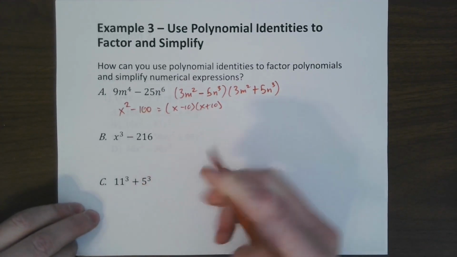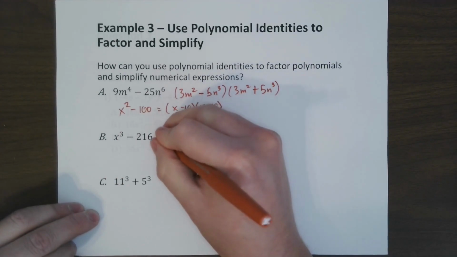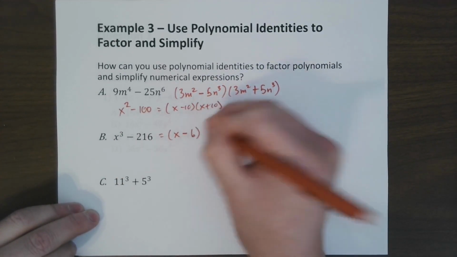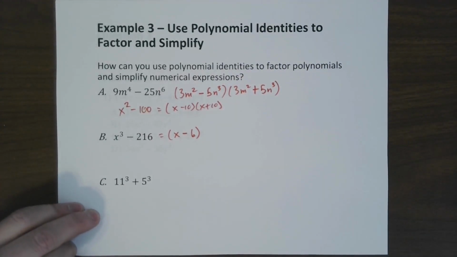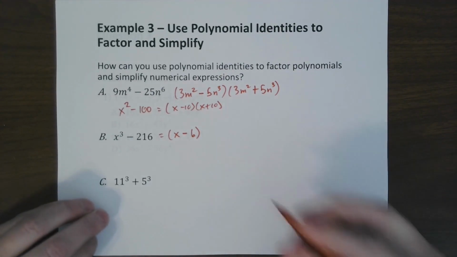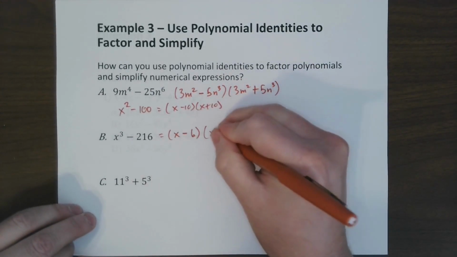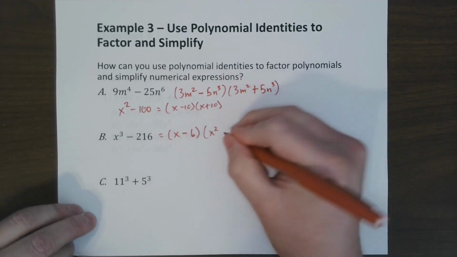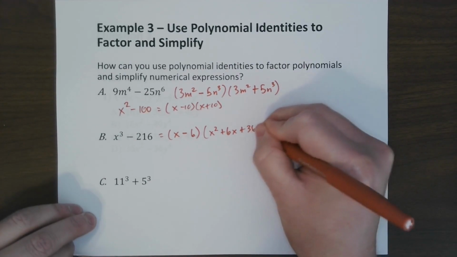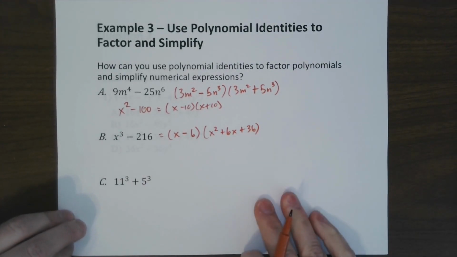So now with the cubes, this is a cube number. It gives it away with the 3 right there. So we write x minus 6, because 6 times 6 times 6 is 216. So from there, we're going to use this to write the rest. So x squared, 6 times x is 6x, and then 6 times 6 is 36. That is the pattern it follows, and it works every single time.